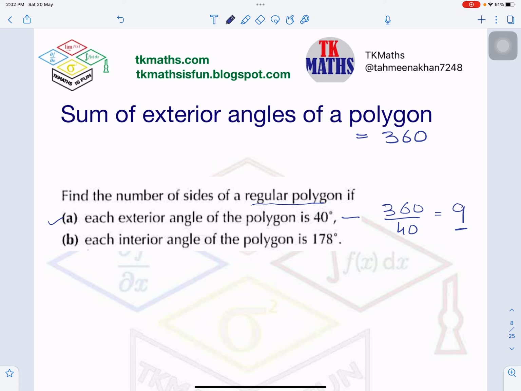Similarly, if the question says find the number of sides of a regular polygon if the interior angle is 178.